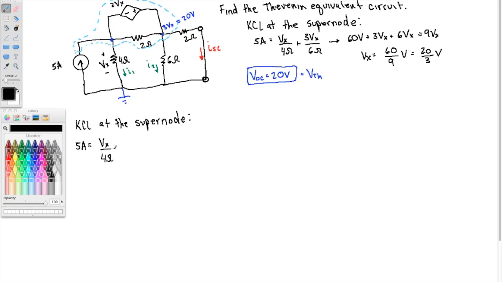Alright, so I've got 5 amps coming in, Vx over 4 ohms coming out this way. I2 is 3Vx over 6 ohms. And I should point out that it's not necessarily 20 volts anymore. Now that we've connected a short circuit, we've changed the circuit. So it's 3Vx over 6 ohms. And then there's this current ISC that leaves as well. So that's 3Vx over 2 ohms.